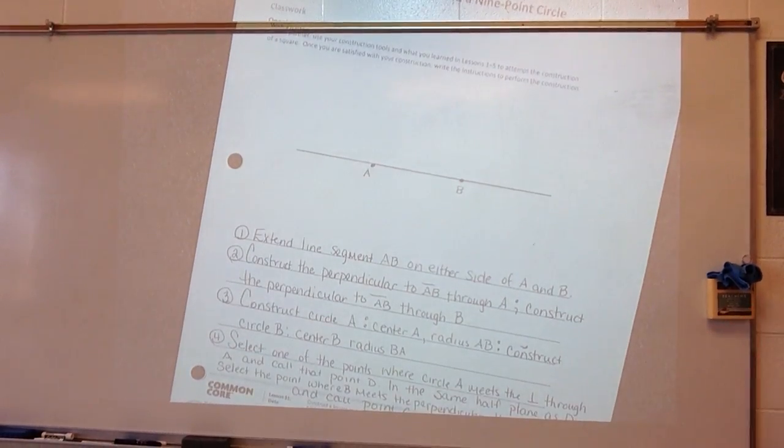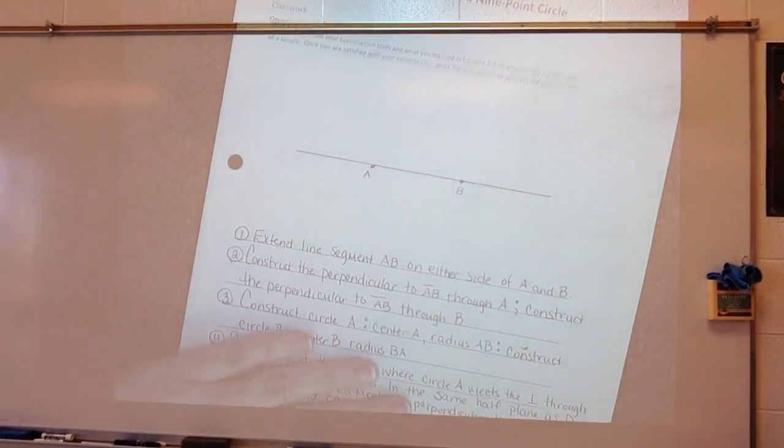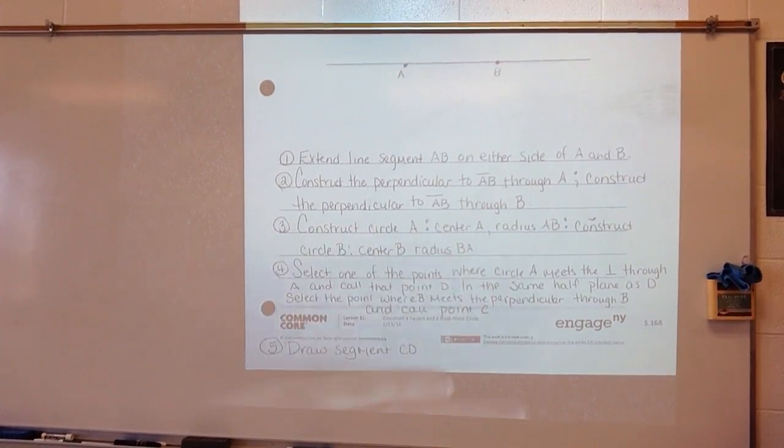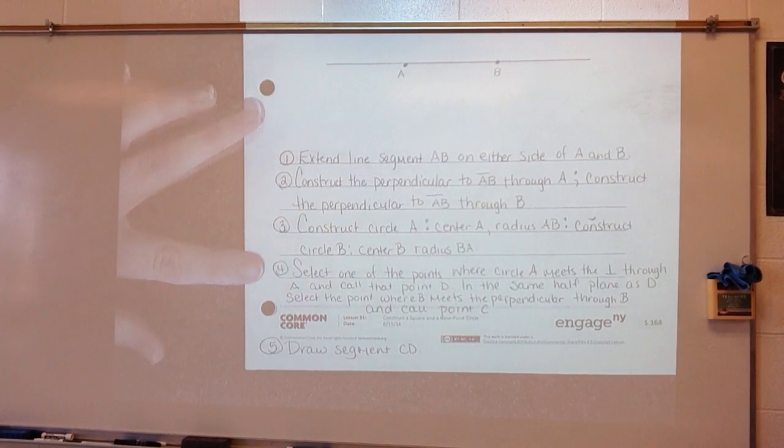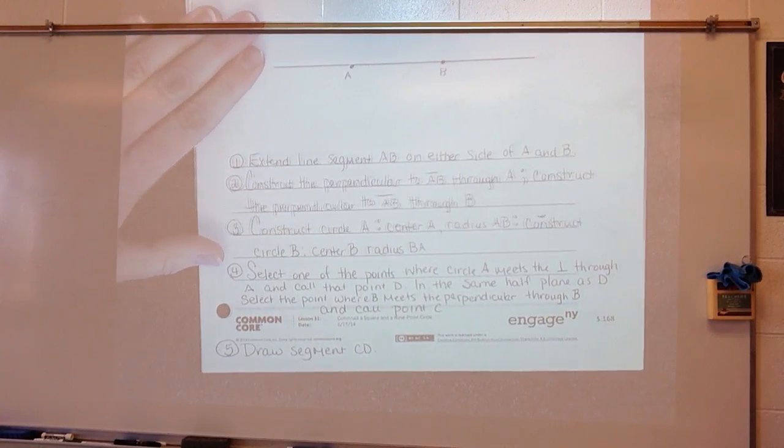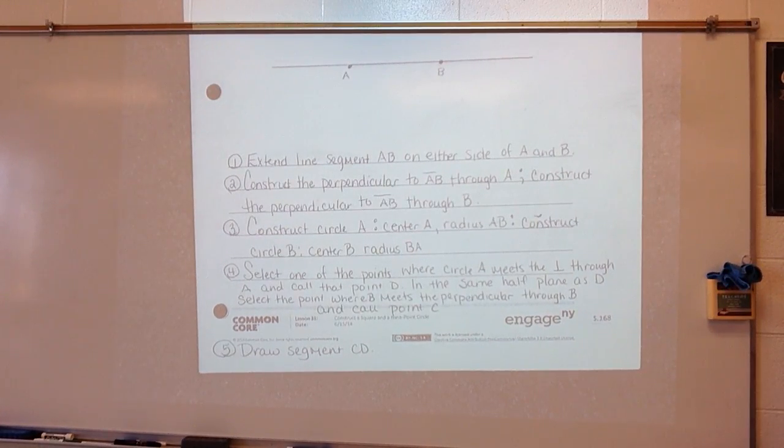Right, lesson 31, February 16th through the 19th. I've already written this because I didn't want to take a whole long time doing this. Please pause the video and write these 5 steps down, because our first thing is we're going to construct a square. Alright, so pause your video, write these 5 steps down.